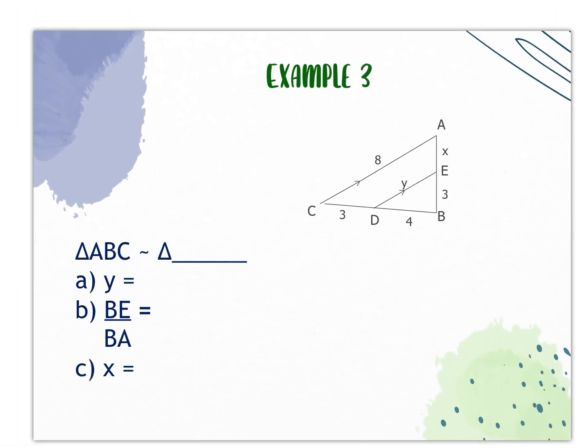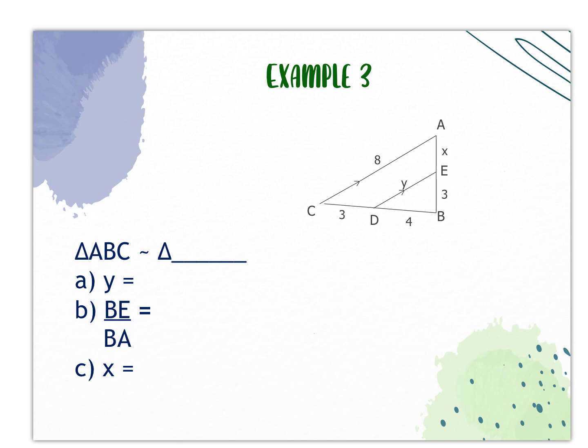Here they want me to come up with the similarity statement. So first I have to prove that the triangles are similar, write a similarity statement, and then they want me to identify different pieces. So let's just go kind of in order. Let's look at the scenario we've got.